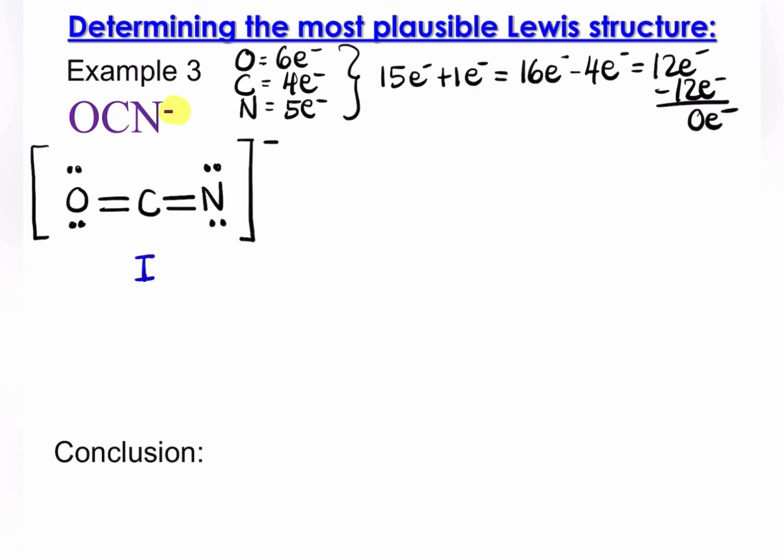And then kita ada another structure, iaitu kita draw bracket dahulu. Saya ada carbon bonded kepada oksigen dan nitrogen, and saya tutup bracket negative charge.